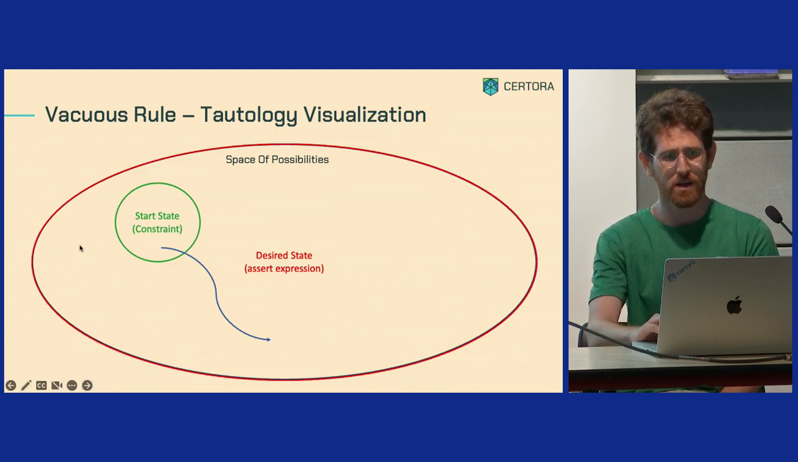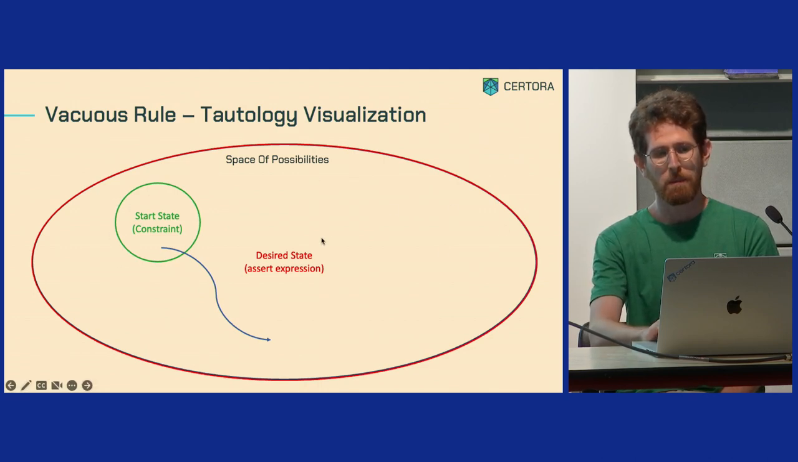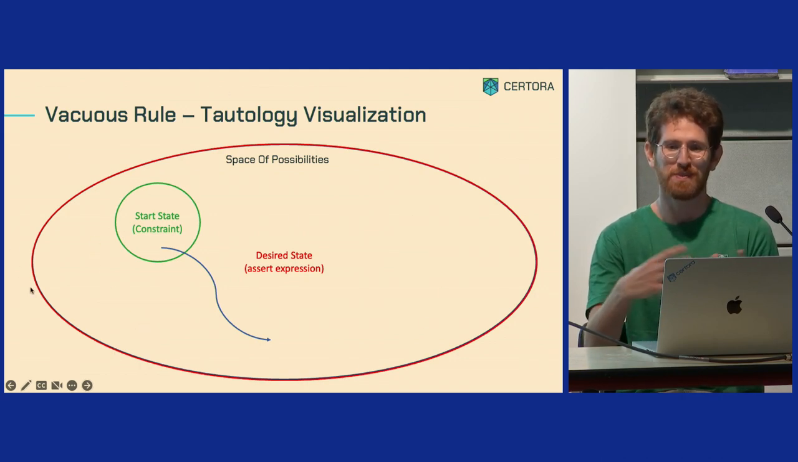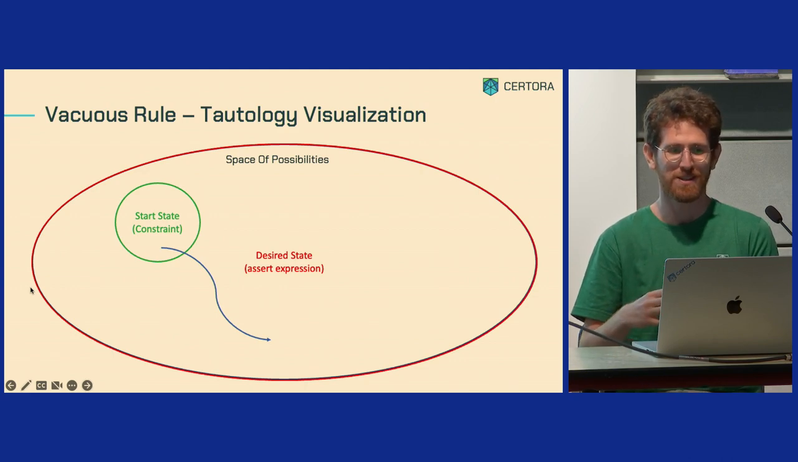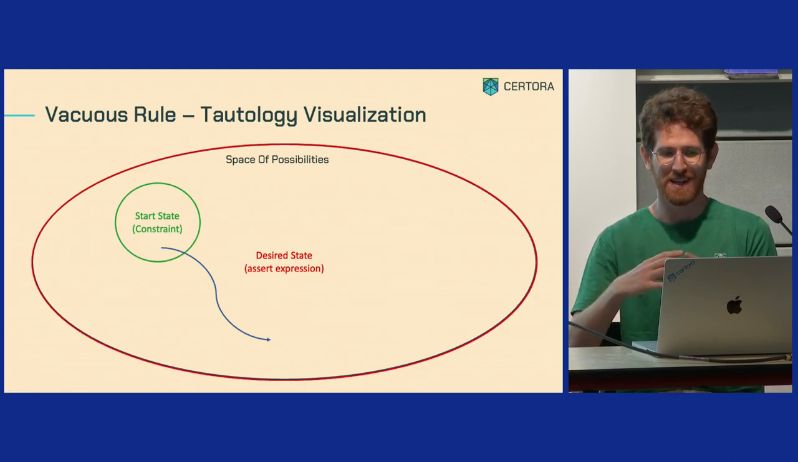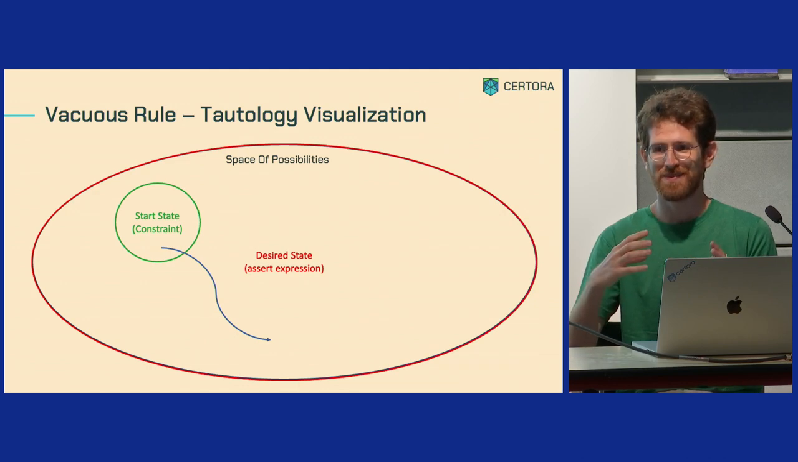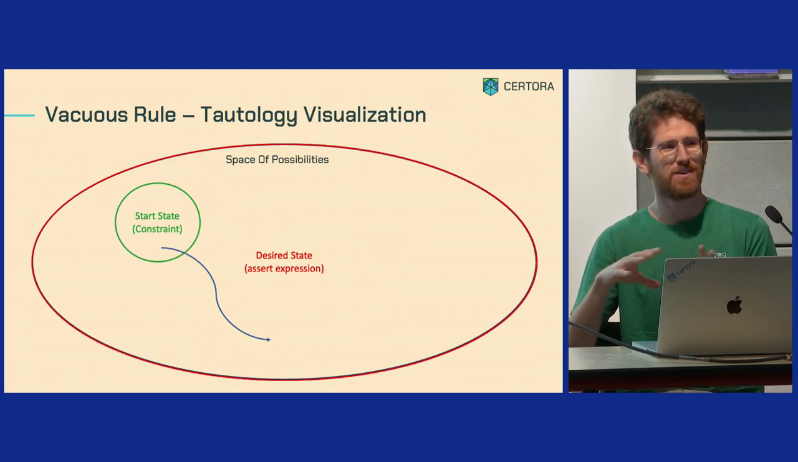So here is again a visualization of this idea. The black circle is the space of possibilities, but also the red circle is overlapping completely with the space of possibilities, meaning that there is no set of values that does not satisfy the assert expression. Or maybe I should say, the space of possibilities and the assert expression are the same. Clear enough?